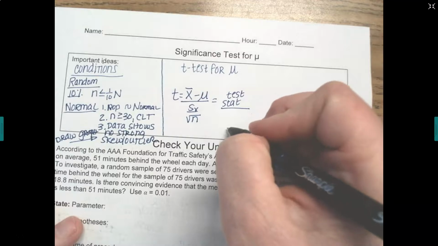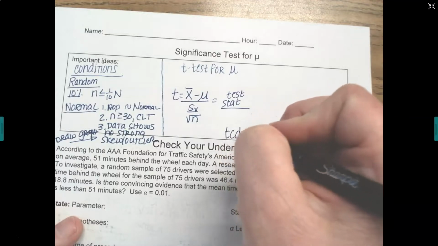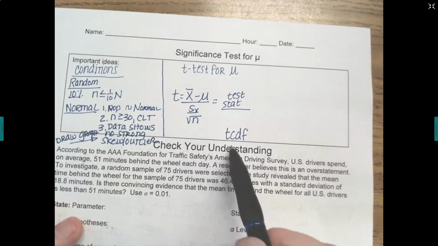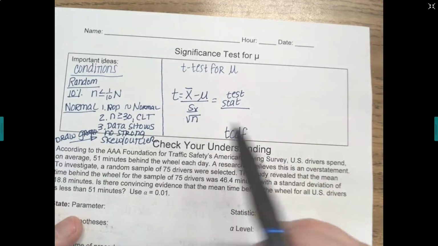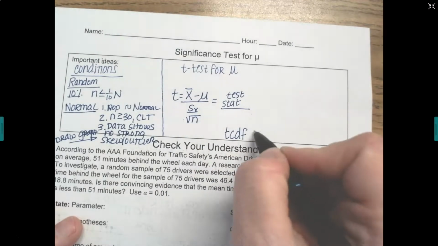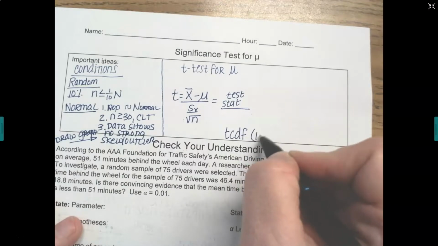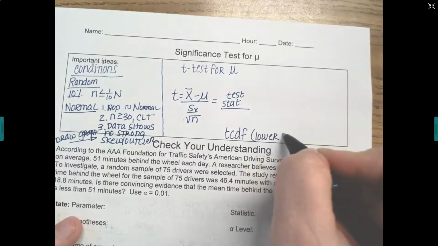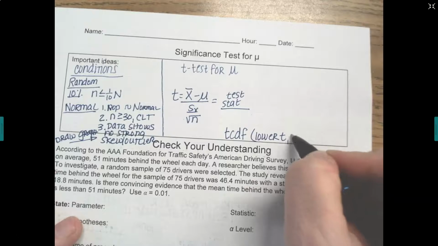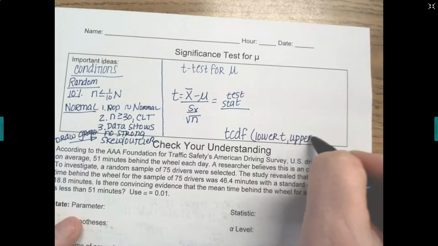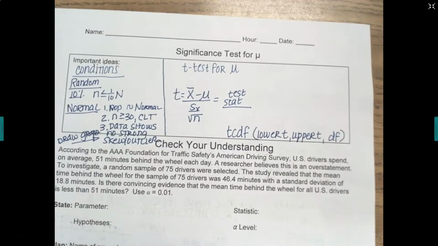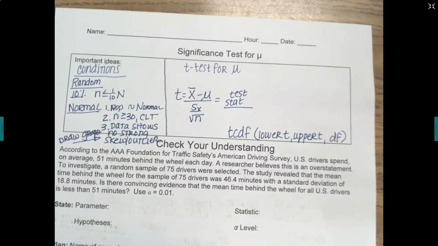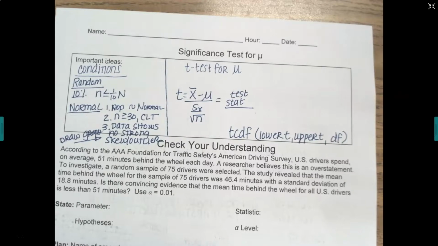For the calculator, you can give it a try. You want tcdf. If you choose to use a calculator, you still need to set all this stuff up, so I would just use it to check the numbers at the end. And you'd have to give it the lower t value, the upper t, and your degrees of freedom. So if your calculator does not prompt you like mine did, I wouldn't use it. I would just stick with the table of values.